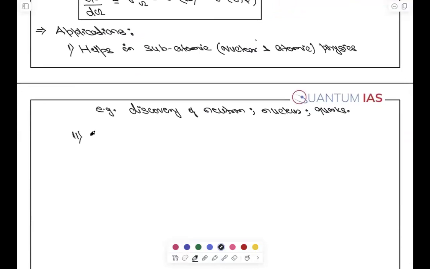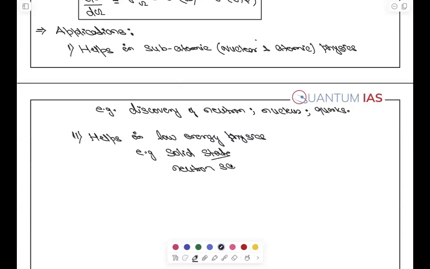Second, it helps in low energy physics. We will study in solid state. I have told you that you have to mention a few things here so that you can make cross connections when you study these topics. Sir, relating to Bragg's law, etc. Yes. Neutron scattering, write that also. That is X-ray scattering, Bragg's law.